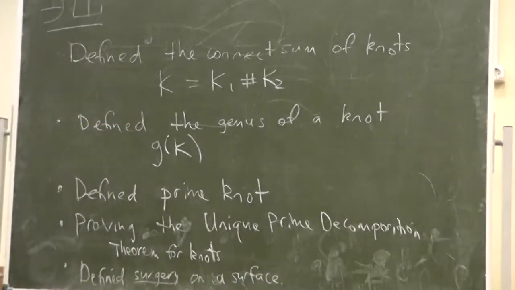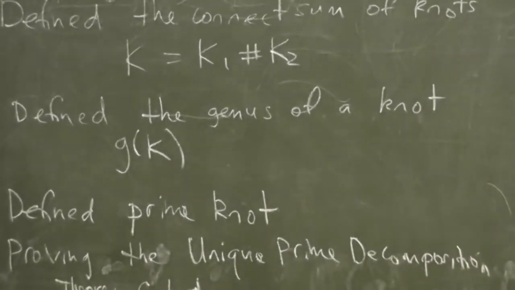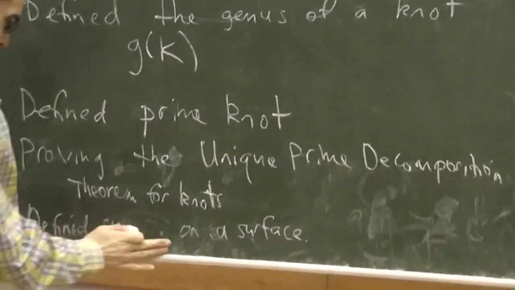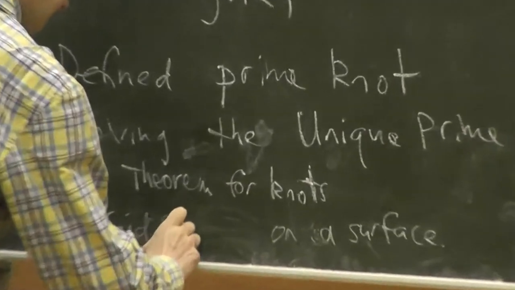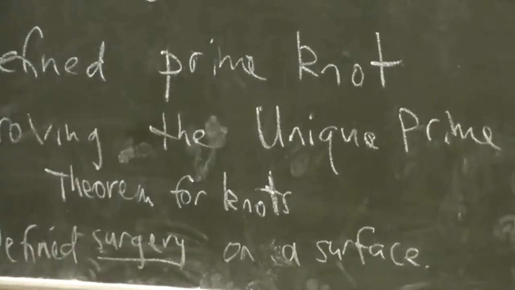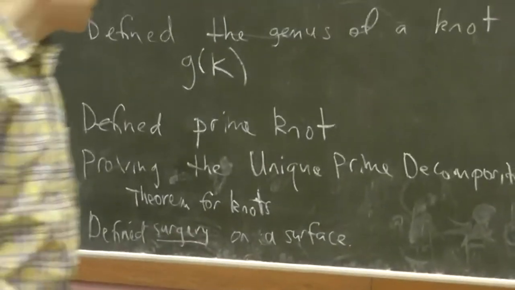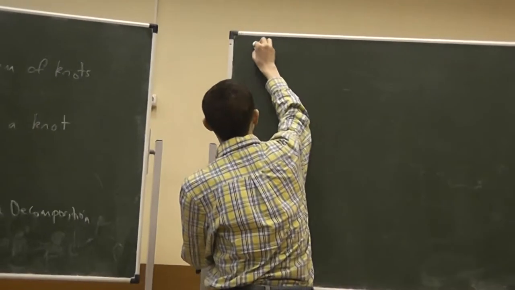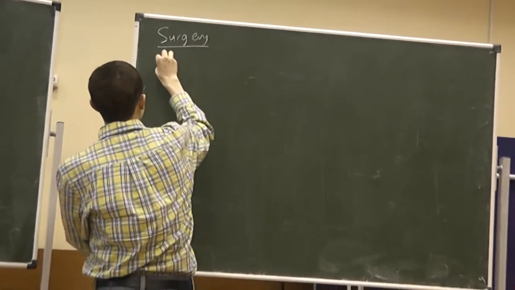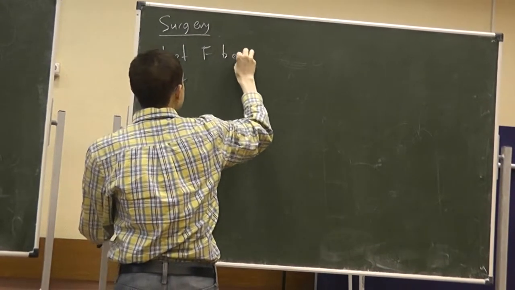So let us recall these things along the way, but let's start by returning to surgery. A surgery, like a doctor performs surgery on you. So let's come back to this, and we can recall these definitions as we come across them. So let's recall the surgery. The setup was we had F being an orientable surface.